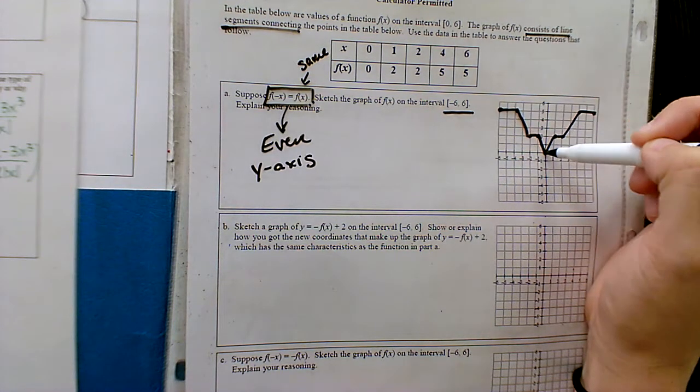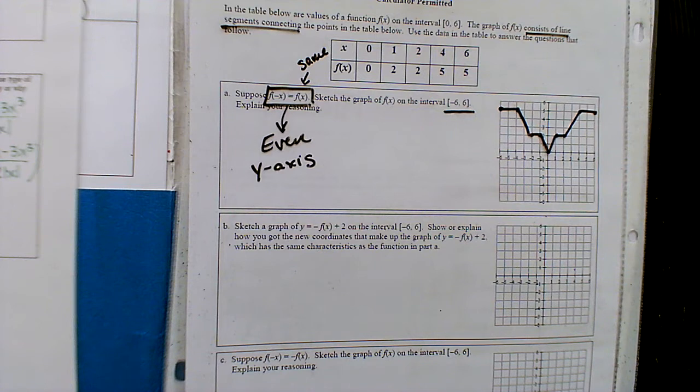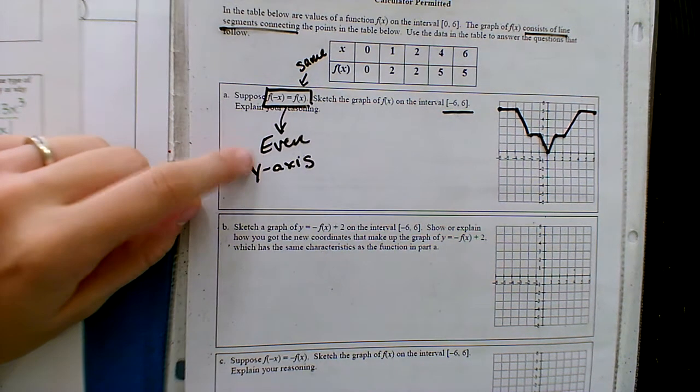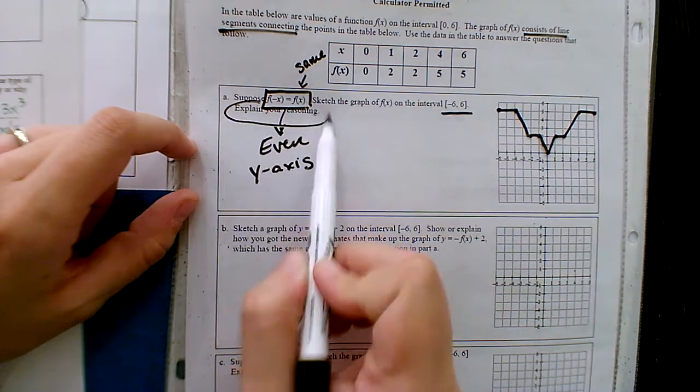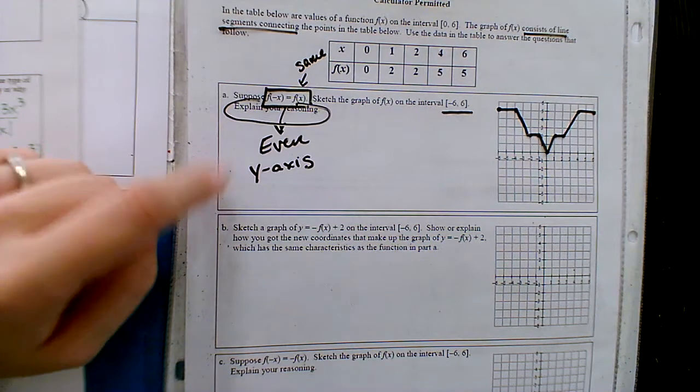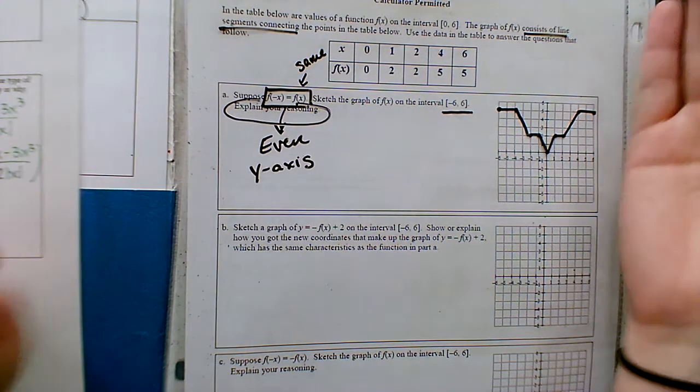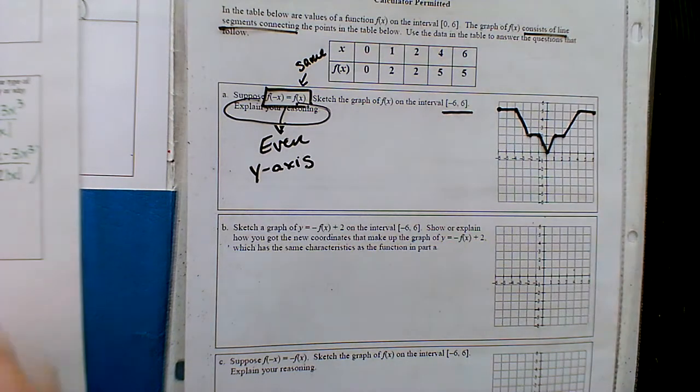And that should help us fill in the left-handed side. Does that make sense based off the notation? If it's even, we know it has the y-axis symmetry. So the y-axis and even that we wrote down, I would say that explains our reasoning. Okay, it's an even function, so y-axis symmetry, we can fold those points.